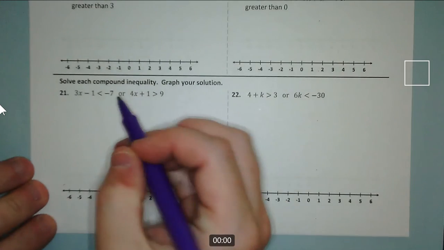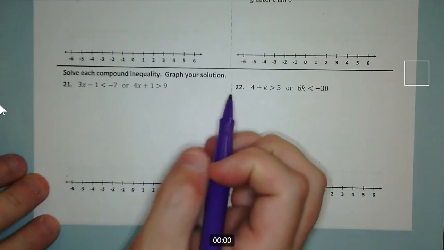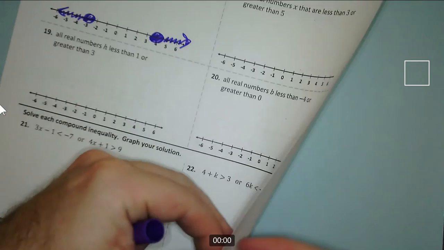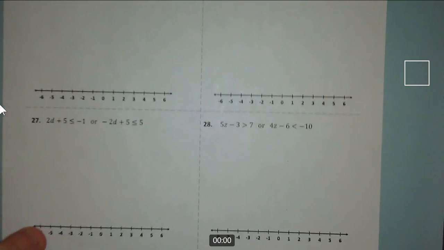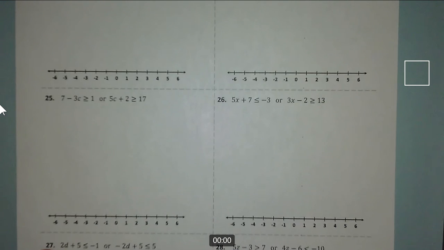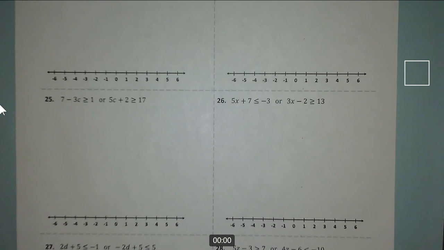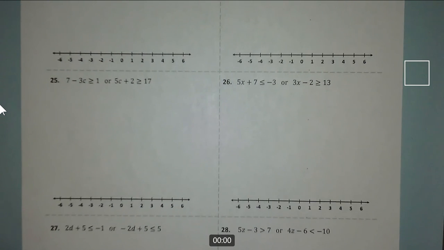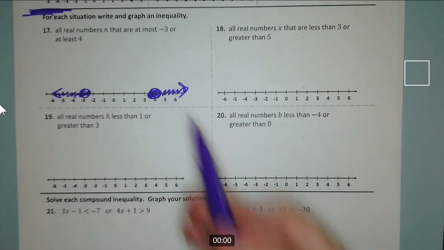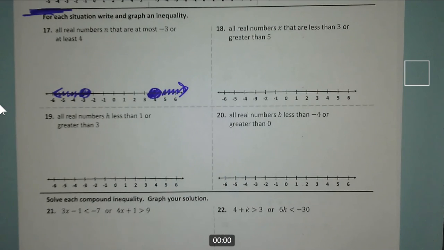And a lot of these problems, starting with 21 and 22, and 23 through 28, you notice are already broken up into two separate inequalities. You're just going to solve each of these separately for x and graph them both on the same number line, and in all likelihood the graphs are going to be running away from each other like so.